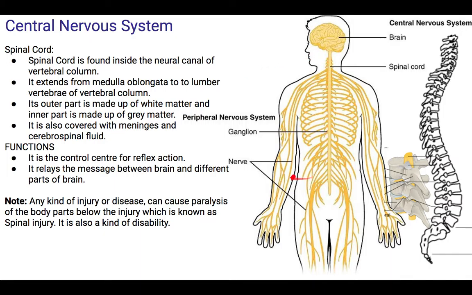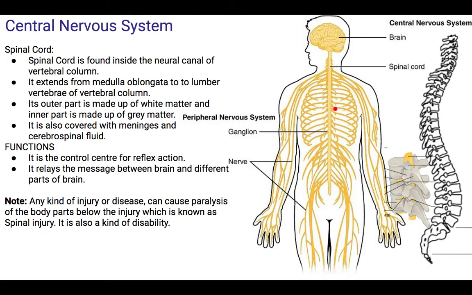lumbar vertebra, and its composition is just opposite to brain. If you remember, brain outer part is made up of gray matter, and inner part is made of white matter. Whereas in spinal cord, it is just opposite. Its outer part is made up of white matter, and inner part is gray matter. And like brain, it is also covered by meninges and cerebrospinal fluid.